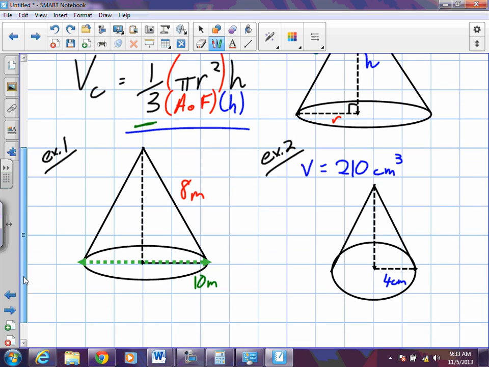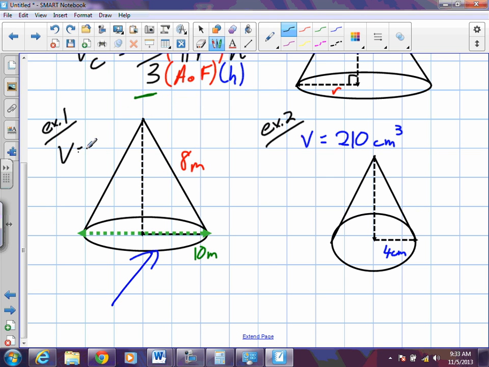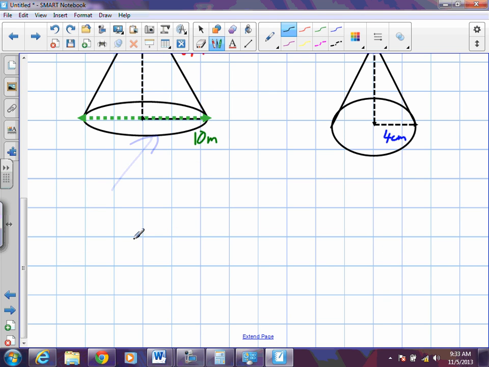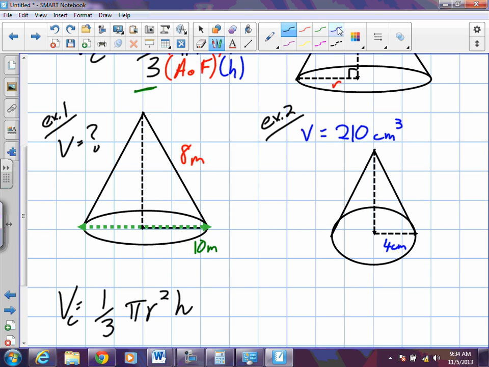So we're going to go through two questions here. Our first question, they want us to find the volume. So what is the volume of this cone? We're going to write out our formula. Volume of a cone is equal to 1/3 pi r squared times h. First of all, do I have r? No. I have the diameter. That's right. So we're going to divide this by 2. And when we take 10 divided by 2, like Travis said, we get 5 meters. Thank you.